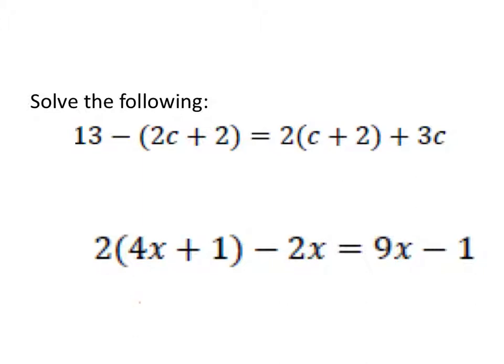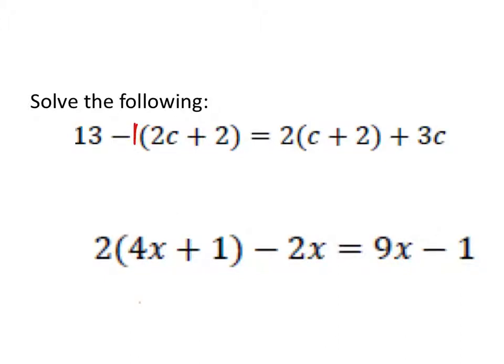Alright, we need to solve these types of problems because this lesson is going to have a lot of this problem solving kind of stuff, which is pretty familiar. But these ones in the lesson are not going to be equations, so this is just good practice for us. So this first one, we got 13 minus the parentheses 2c plus 2 equals 2 times c plus 2 plus 3c. So we're going to have to distribute wherever we need to.